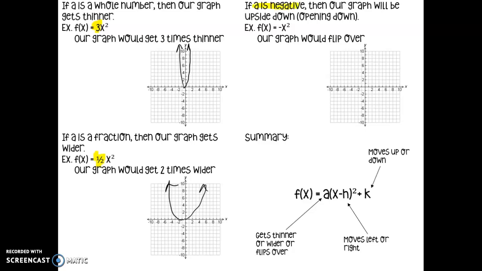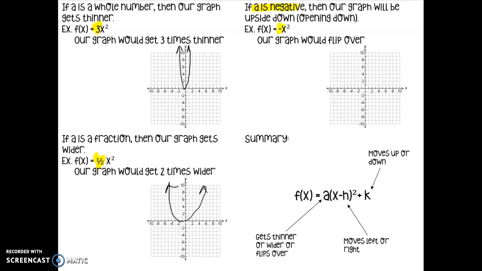And if a is negative, we should already know this, our graph will open down. So as I'm looking at my function, a makes my graph thinner, wider, or it flips over. h moves my graph left or right. And k will move my graph up or down. Make sure you remember your rules from last class with your vertex: take the opposite of the h, keep the k to find your vertex value.